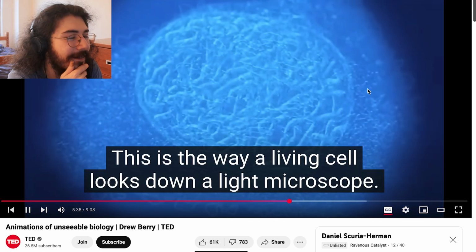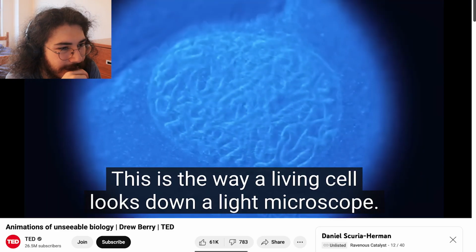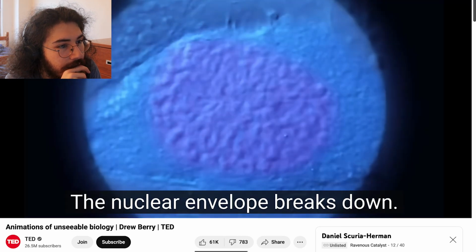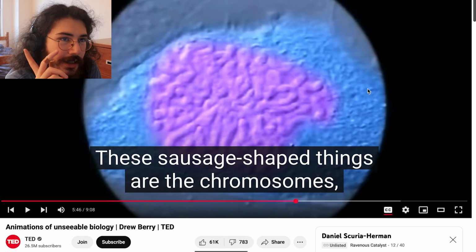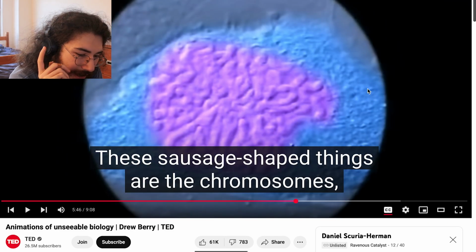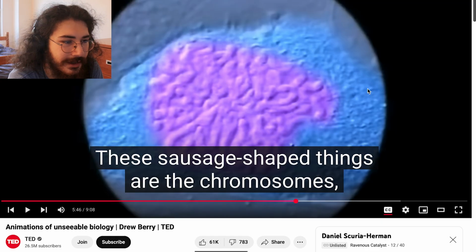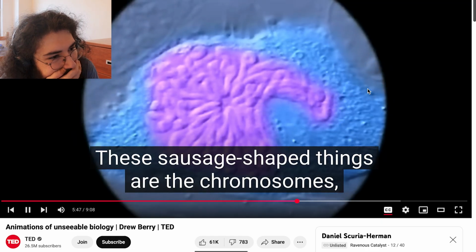This is the way a living cell looks down a light microscope, and it's been filmed under time lapse, which is why you can see it moving. The nuclear envelope breaks down. These sausage-shaped things are the chromosomes, and we'll focus on them.